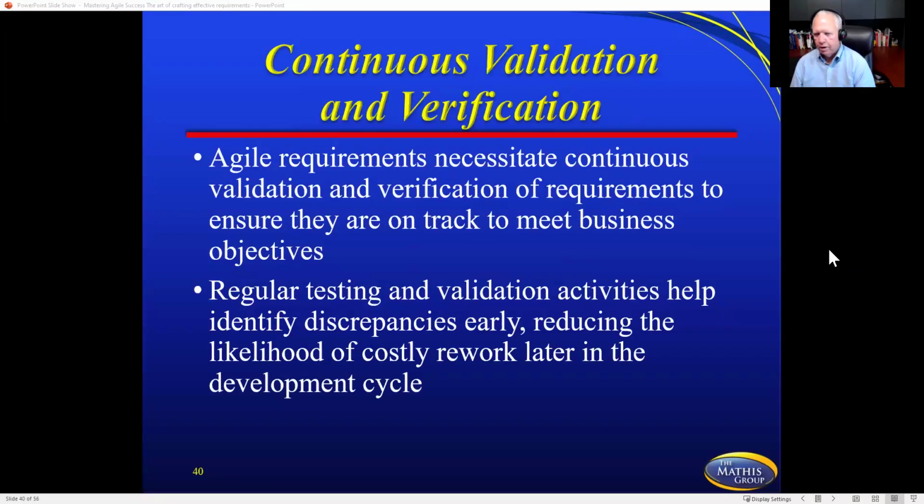Continuous validation and verification. Now we have an actual process of verification and validation on the traditional side, but in Agile, you're having to do this as well, but you're doing it much faster on a smaller piece. So Agile requirements necessitate continuous validation, verification of requirements to ensure they're on track to meet business objectives. Regular testing and validation activities help identify discrepancies early, reducing the likelihood of costly rework later in the development cycle.